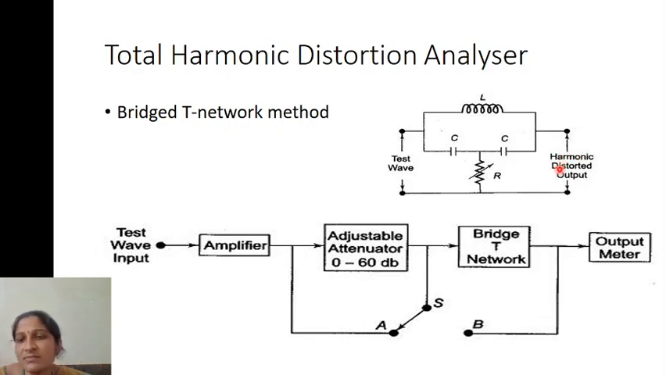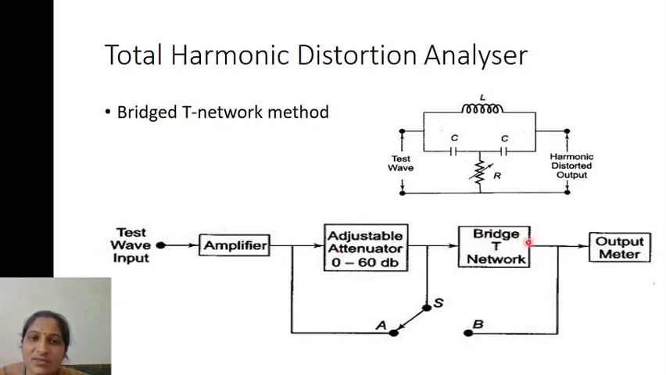So that means you cannot measure the first harmonic here. Only the other harmonics, for which you can measure the harmonic distortion. So for that total harmonic distortion, how much it is, you can measure here. For that, this is the bridge T network. So this bridge T network is used in this block diagram. This is the bridge T network.